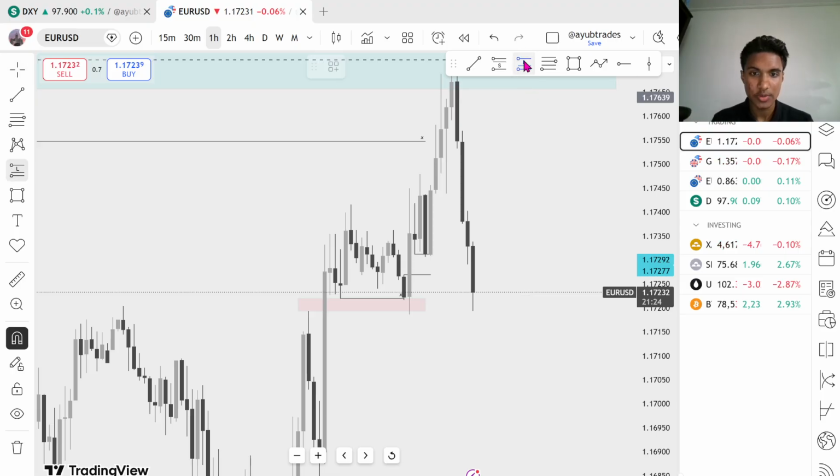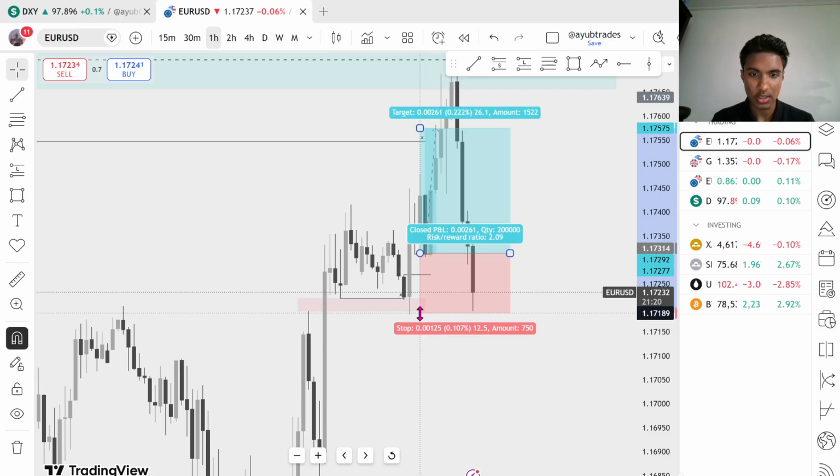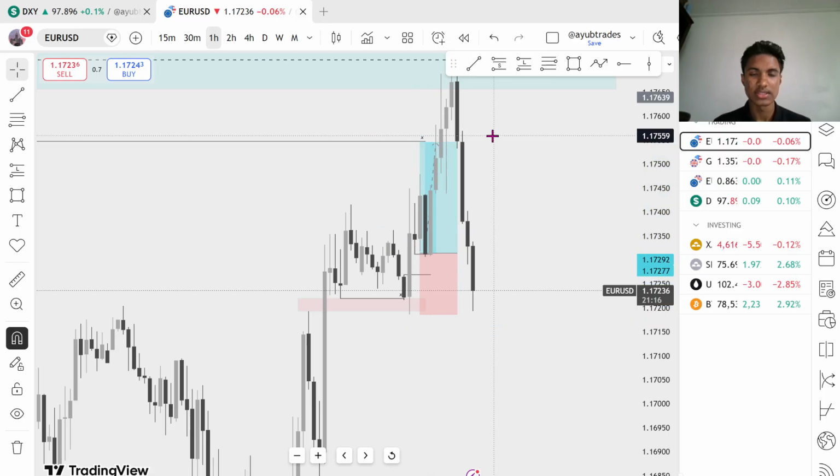So what can we do? We can enter our longs, stop loss at the low of the day, target the draw. It's as simple as that.